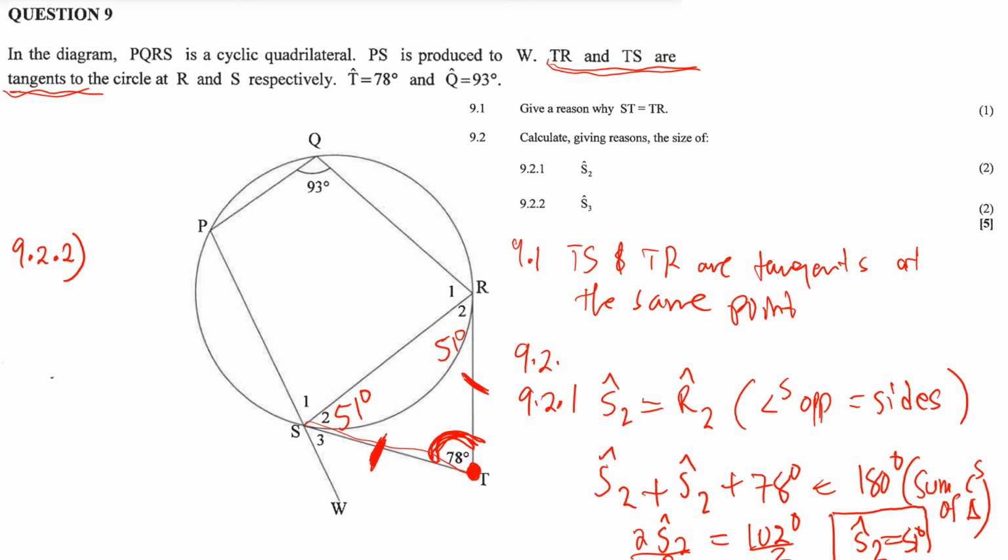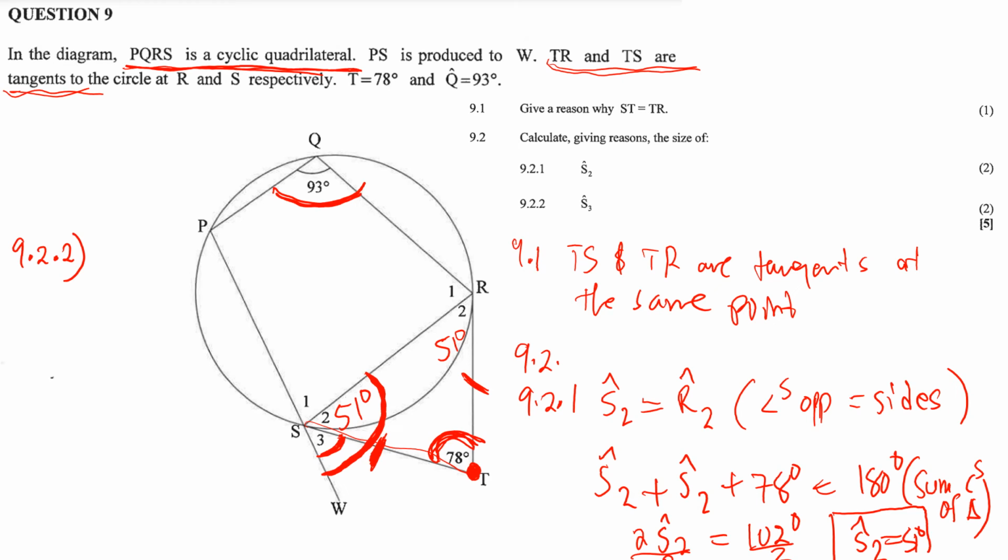9.2.2, they want us to calculate angle S3. They want this angle now, S3. Can you see? We are given another piece of information. That's why I said the given statement in whatever question is very, very important in math. They don't just give you things. They also tell us that PQRS is a cyclic quad, right? So we can use this knowledge to say, if PQRS is a cyclic quad, then this angle that incorporates S is an exterior angle. It will be equal to the opposite interior angle by cyclic quad.